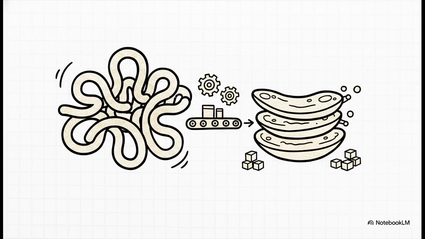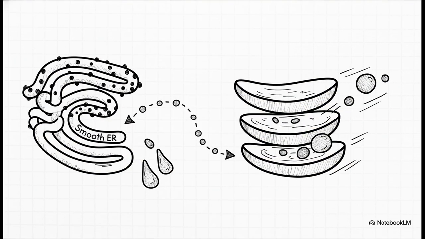I'm talking about the Endoplasmic Reticulum, or ER for short, and the Golgi apparatus. So the ER is this massive network of tubes and sheets. The rough ER actually looks rough under a microscope because it's completely studded with tiny little machines called ribosomes, and their whole job is to manufacture proteins. The smooth ER doesn't have those bumps. Instead, it makes fats and lipids.